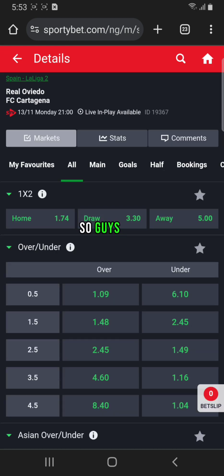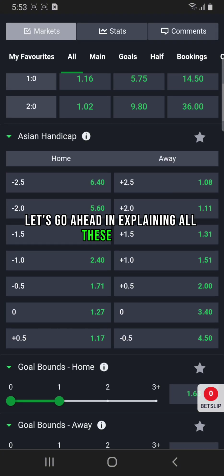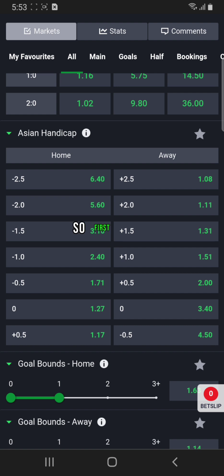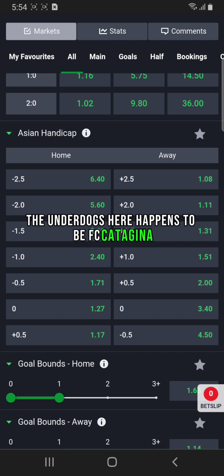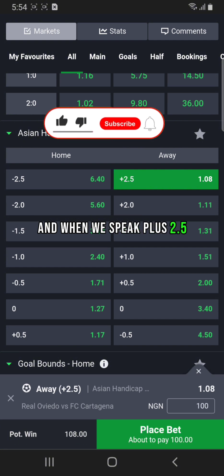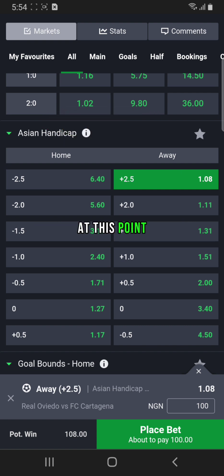Now let's go ahead and explain all these Asian Handicap options. First of all, let's go with the underdogs. The underdogs here happen to be FC Cartagena. When we say plus 2.5, what does this mean? Plus 2.5 is quite a good advantage. At this point, we expect that if the game ends on a 1-0 win in favor of Real Oviedo, you win that bet, and if Real Oviedo wins on a 2-0 scoreline, you also win.